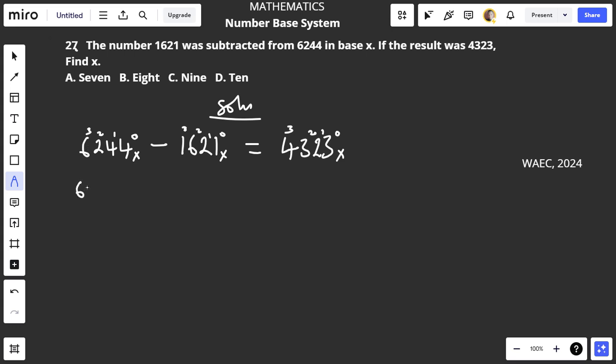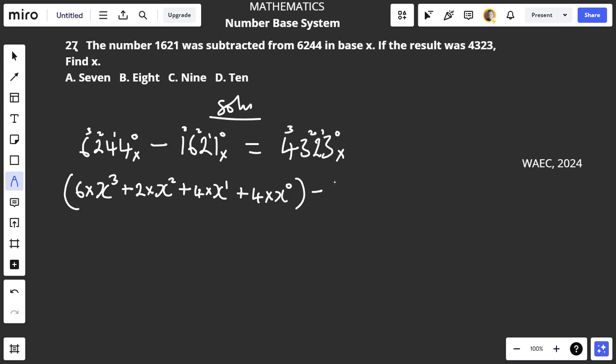Here will be 6 times the base, and the base is x, raised to the power of 3, plus 2 times the base, which is x, raised to the power of 2, plus 4 times the base, which is x, raised to the power of 1, plus 4 times x, the base, raised to the power of 0. We bracket that because that's for this first number.